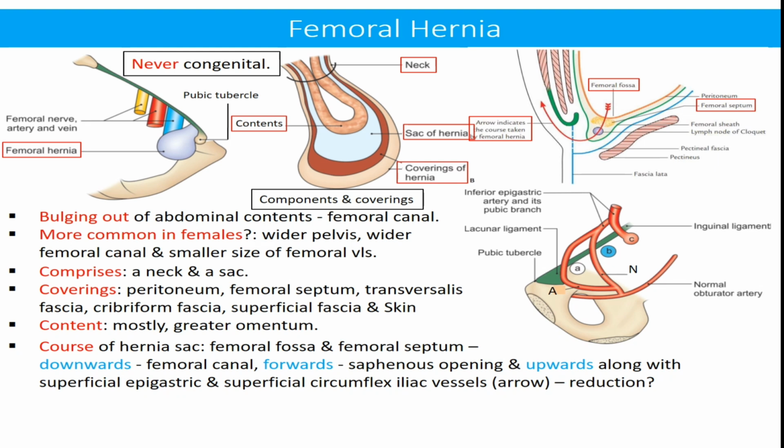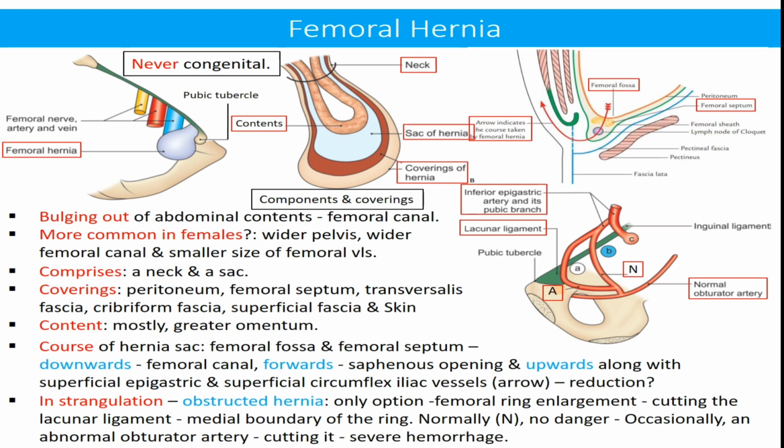It follows a course as it passes through femoral fossa and septum femorale. It passes downwards through the femoral canal, then it passes forward through the saphenous opening, and finally it ascends upward along with superficial epigastric and superficial circumflex iliac vessel, and the reduction is in the opposite direction.